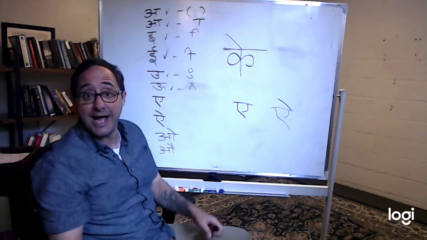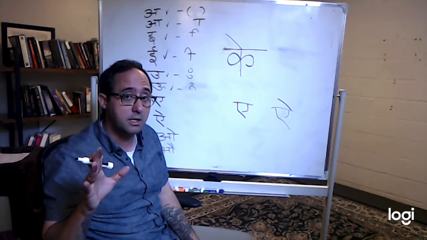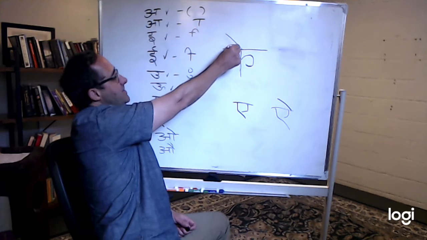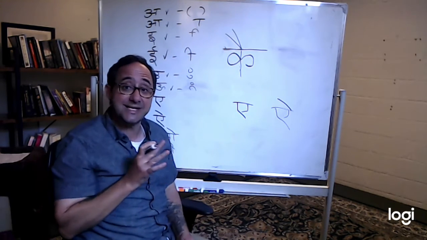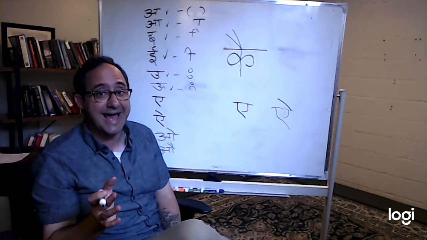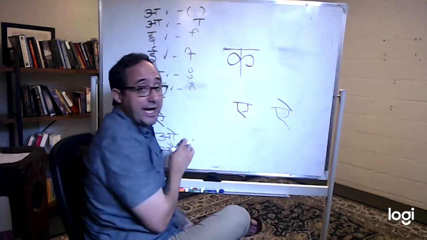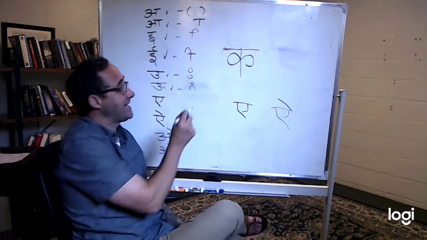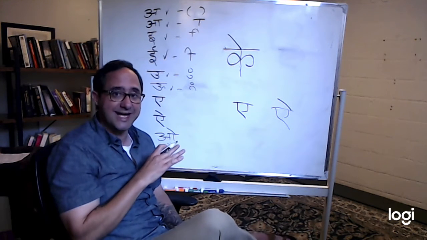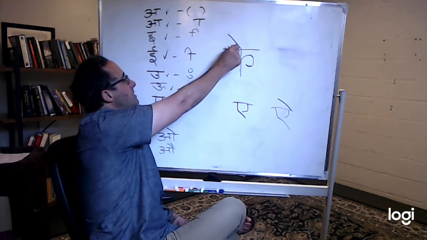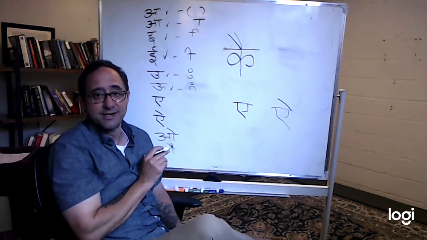Here's the A, right? How do I make that an A? Well, how did I make the O into an A? Start right at this line, and I do another second line. Now it's ka. Okay, so let's do it again. Got my K here. How do I make it an A? I go K. How do I make that into a ka? One more line. Now it's ka. Okay?